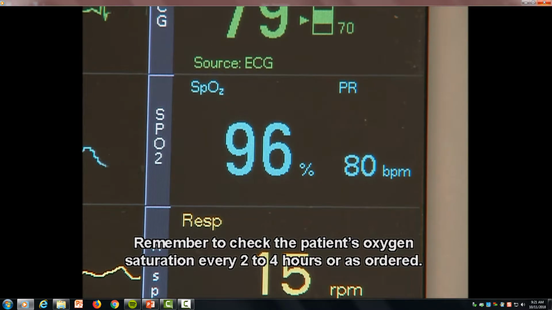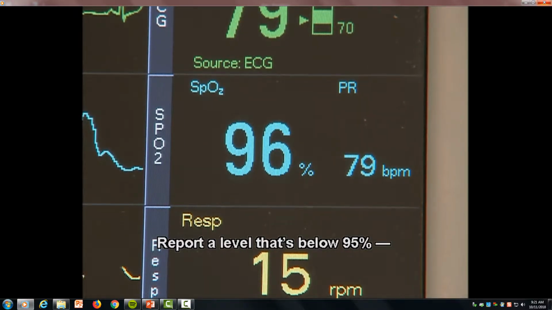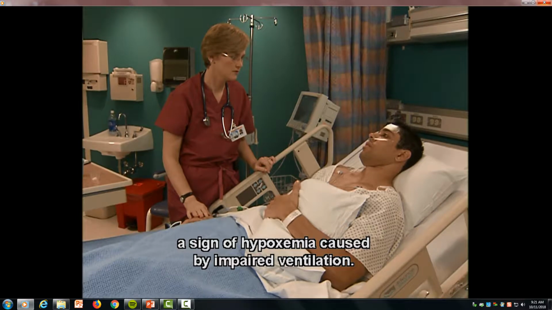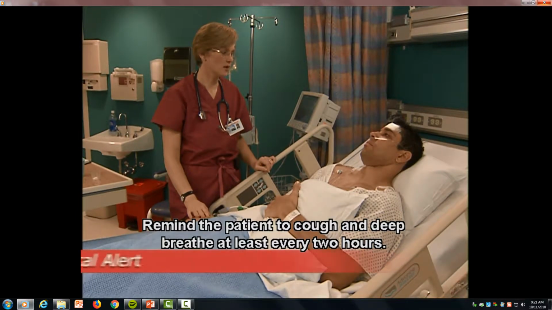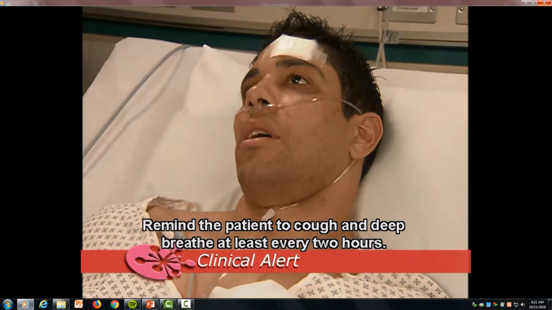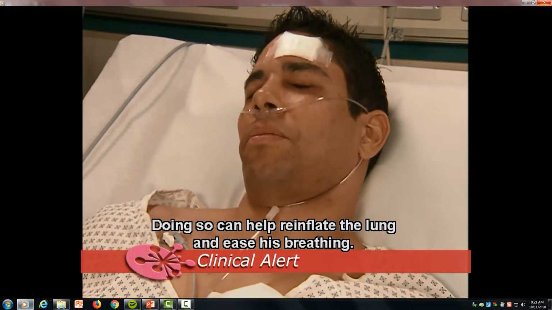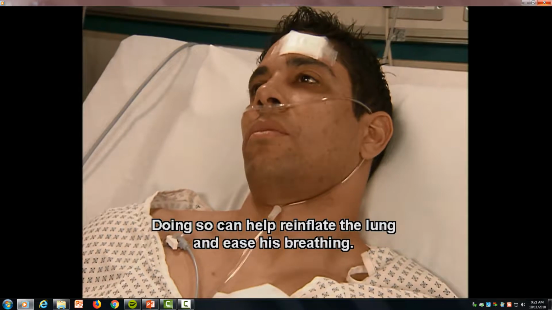Remember to check the patient's oxygen saturation every 2 to 4 hours or as ordered. Report a level that's below 95%, a sign of hypoxemia caused by impaired ventilation. Remind the patient to cough and deep breathe at least every 2 hours. Doing so can help reinflate the lung and ease his breathing.